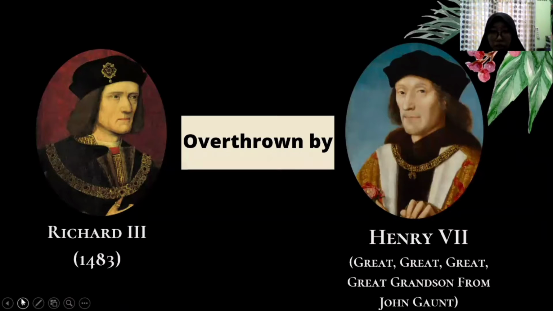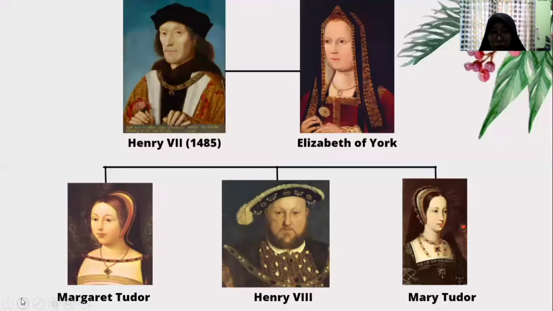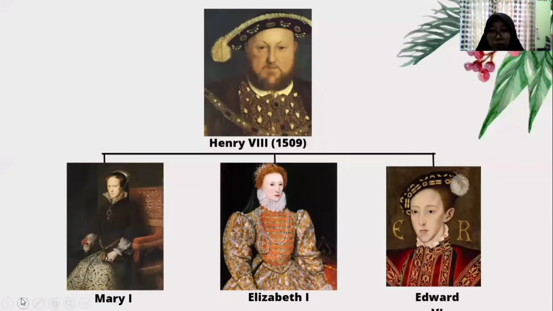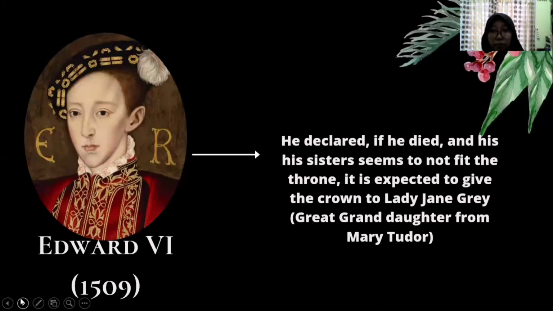But that's not for long, because Richard III was overthrown by a great-great-great-great-grandson of John of Gaunt, Henry VII, who married Elizabeth of York to strengthen his claim of the crown. They had 3 children: Margaret Tudor, Henry VIII, and Mary Tudor. And the crown goes to Henry VIII, who had 3 children: Mary I, Elizabeth I, and Edward VI.